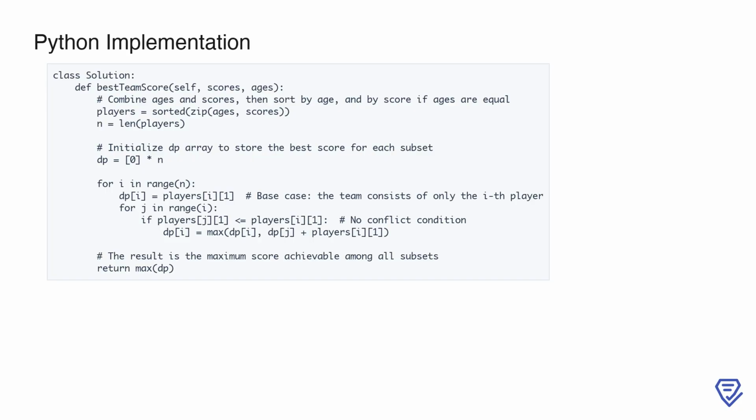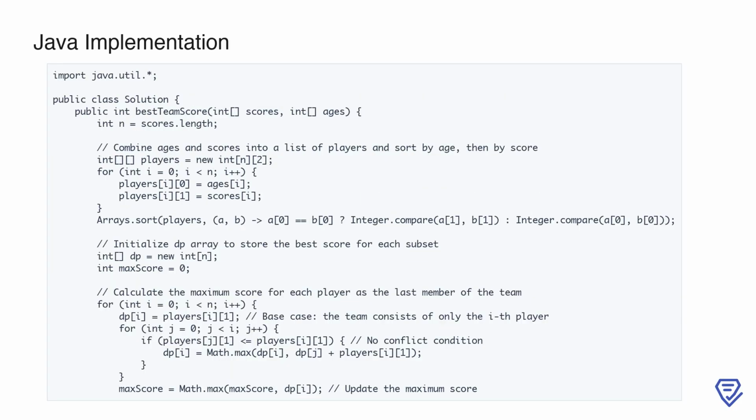Here, we start by importing the necessary classes and defining the solution class and the method bestTeamScore. The goal of this method is to calculate the highest possible score for a team that satisfies the no-conflict condition. To achieve this, we first determine the number of players, which is the length of the scores array. Next, we create a 2D array called players to pair each player's age with their score. This array is then sorted, prioritizing age in ascending order, and using scores as a tiebreaker if two players share the same age. Sorting ensures that we can build valid teams incrementally without violating the age and score constraints.